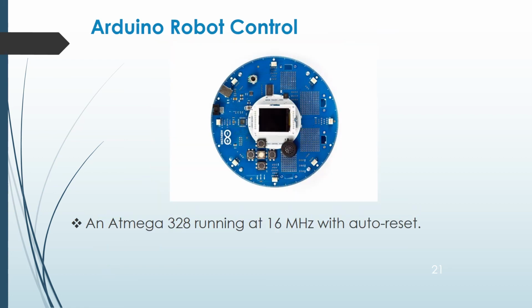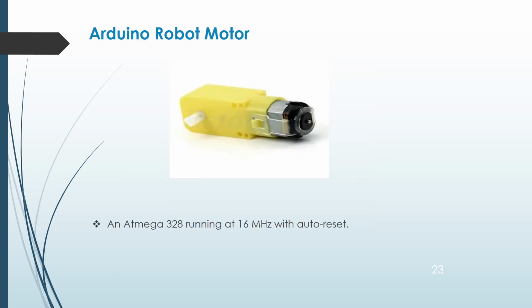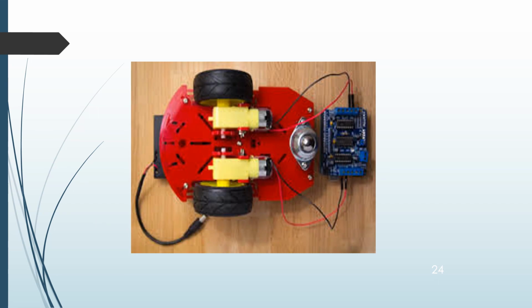Next, Arduino Robot control. Here you could see, from the name itself, it is used for robot control. This is ATmega328 which is running at 16 MHz with auto reset. Here you could see the cross section of your application for Arduino Robot control. Nextly, you could see the elements which come along with the boards, the Arduino Robot motor. This is used specifically with ATmega328 which is running at 16 MHz with auto reset.